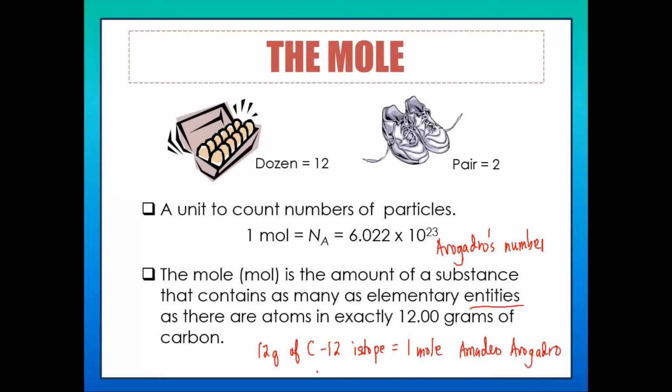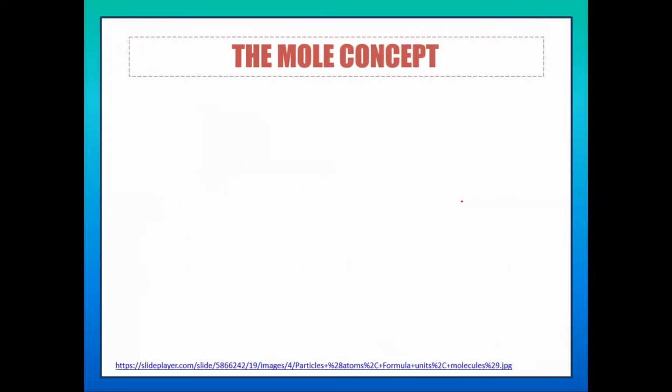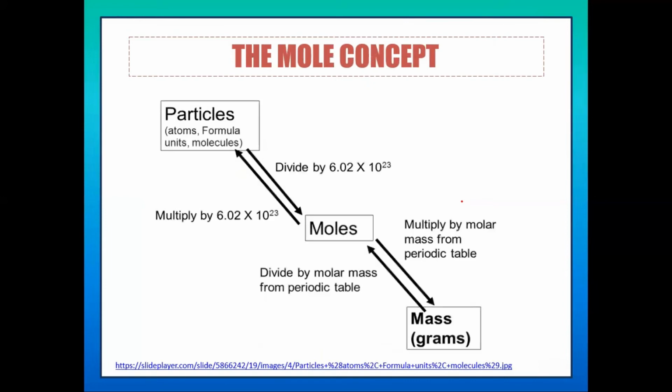Okay, so again, 1 mole is just equal to 6.022 times 10 raised to 23. So that is a unit to count numbers of particles in chemistry. Now, in order for you to easily solve problems related to mole concept, and in order for you to use that Avogadro's number properly, we're using this map. This is known to be the mole map.